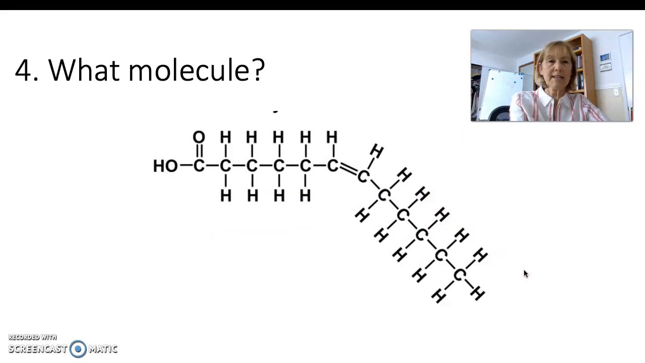What molecule is this? So let's check again on whether the oxygens match the carbons. Do I have equal number of oxygens and carbons? No, not a carbohydrate. Do I have NH2 and COOH for protein? No, not protein. So this is a fat, and we'll go through the nucleic acids later. It's a fat.